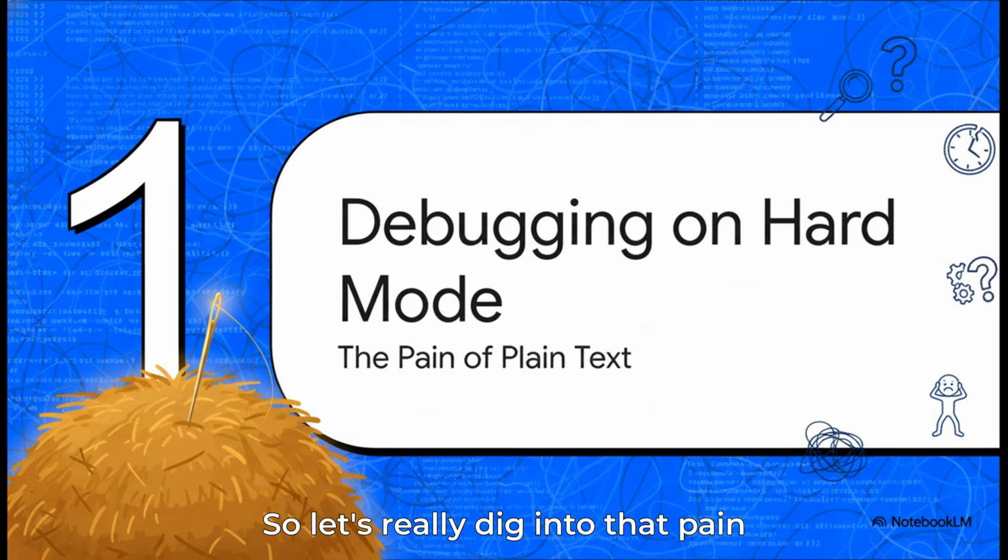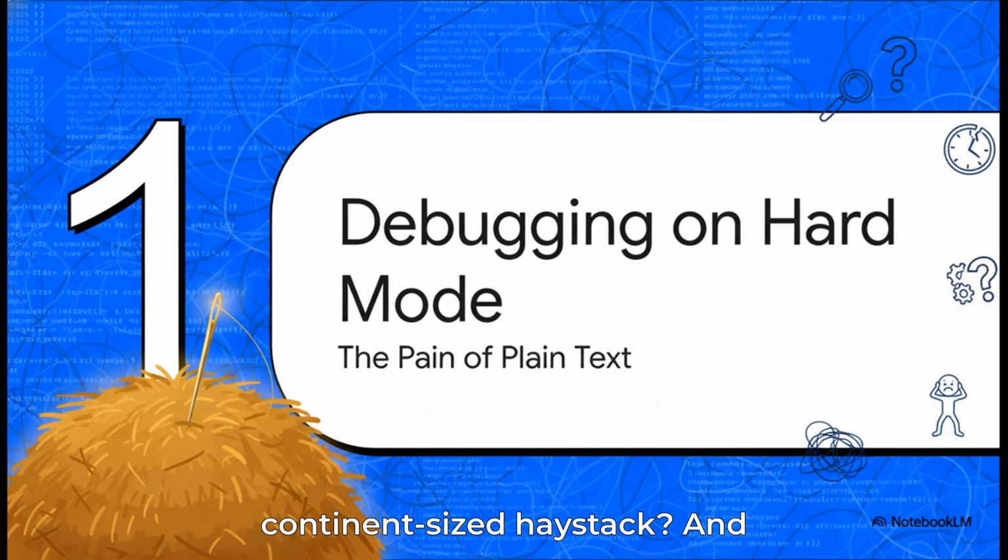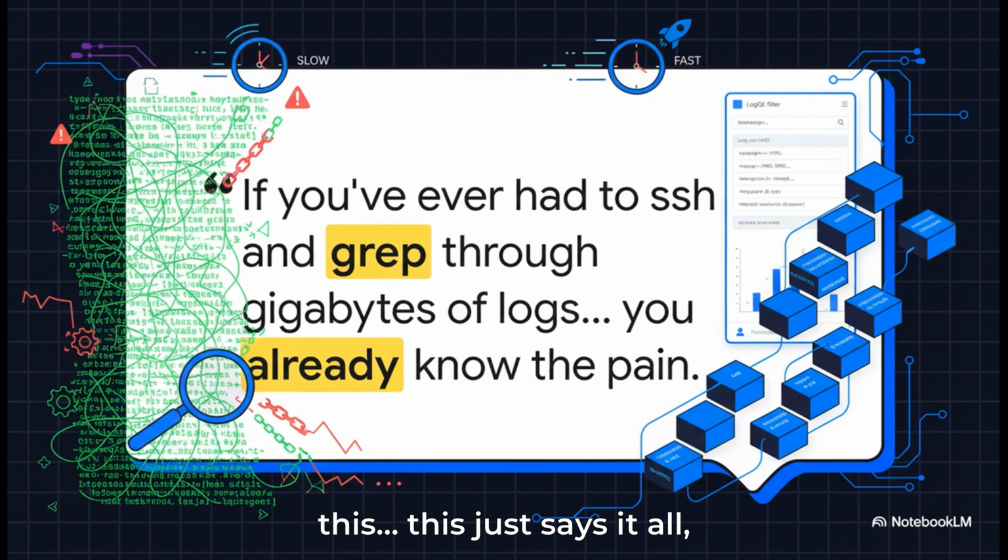So let's really dig into that pain for a second. Why is debugging with plain text logs like trying to find a needle in, I don't know, a continent-sized haystack? And this just says it all, doesn't it? This isn't some theoretical problem we're talking about. This is the frantic, middle-of-the-night reality for so many engineers. It's slow, it's stressful, and honestly, it's just incredibly inefficient.